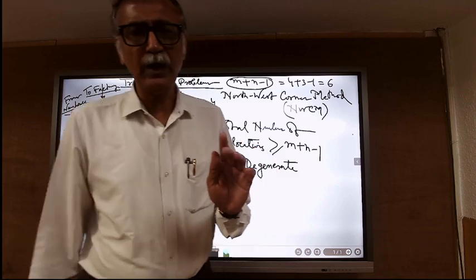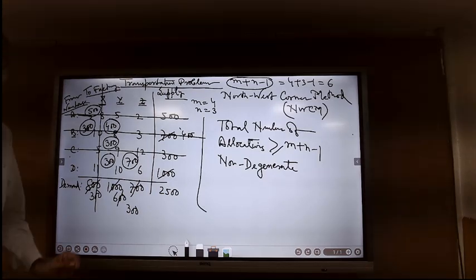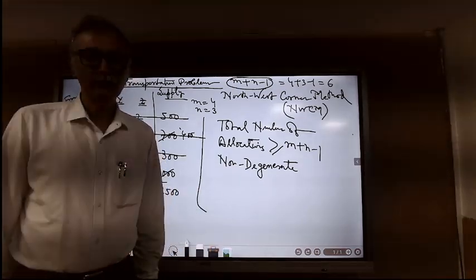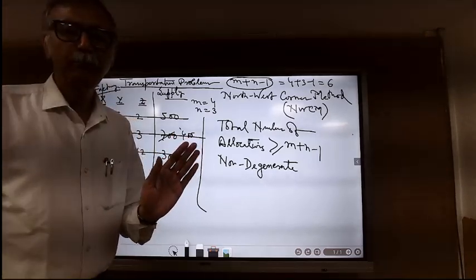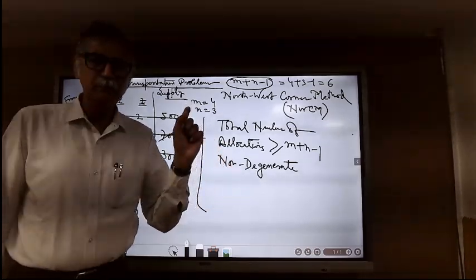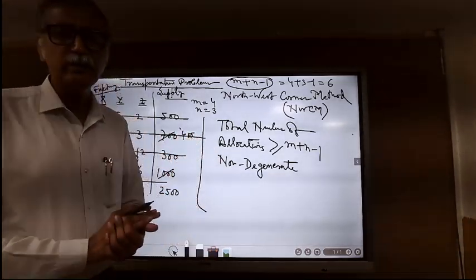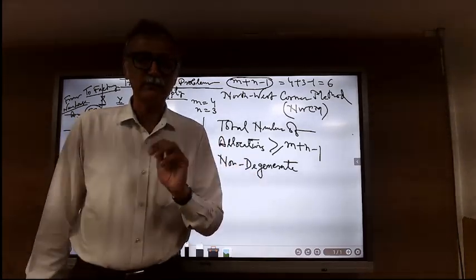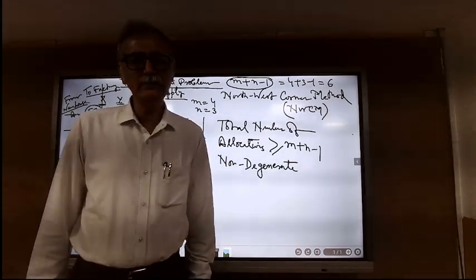If we are down by 1 allocation, then we have to find the minimum value where no allocation has occurred yet. In that minimum cell, that means the minimum cost cell, we have to give a dummy allocation and we will make it 6. So this is how the degeneracy can be broken.